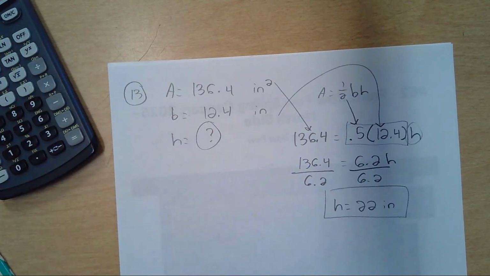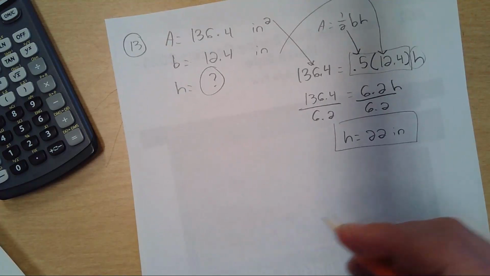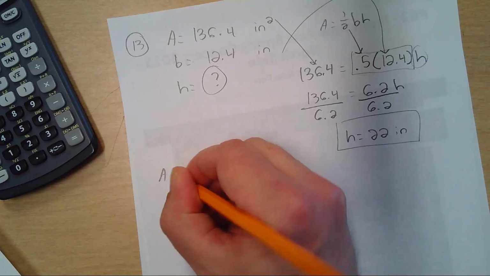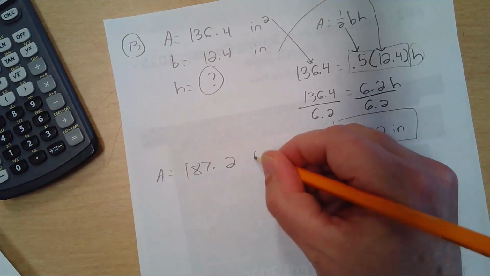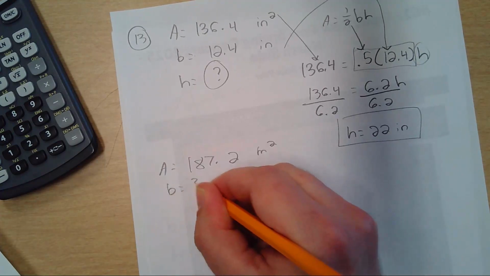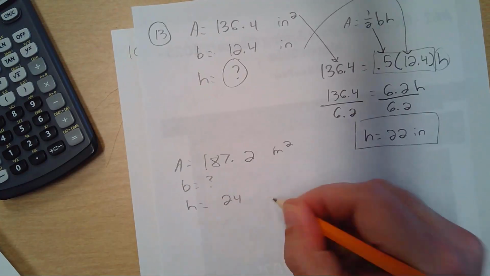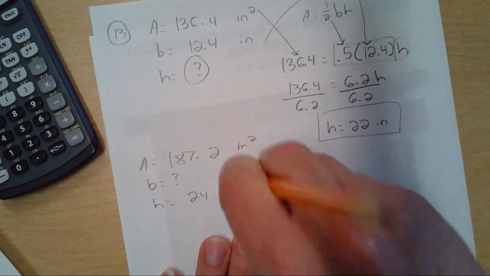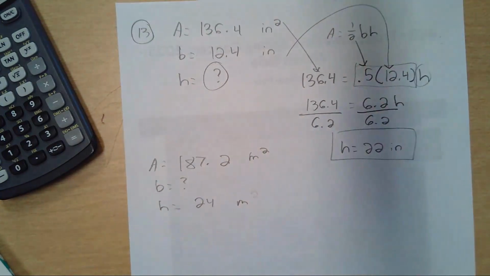Okay, we'll do one more, find a missing measurement here. Let's see, I'll just find one with some numbers here. I'll say the area is 187 and 2/10 meters squared. I'll say the base, don't know that. And we'll say the height is 24 meters, not meters squared, just meters. So what is the base of this triangle here?